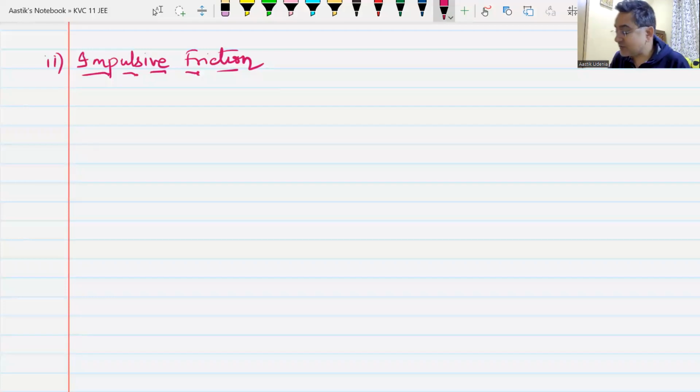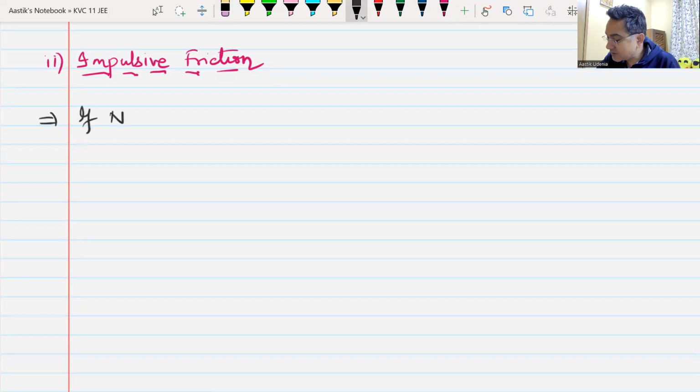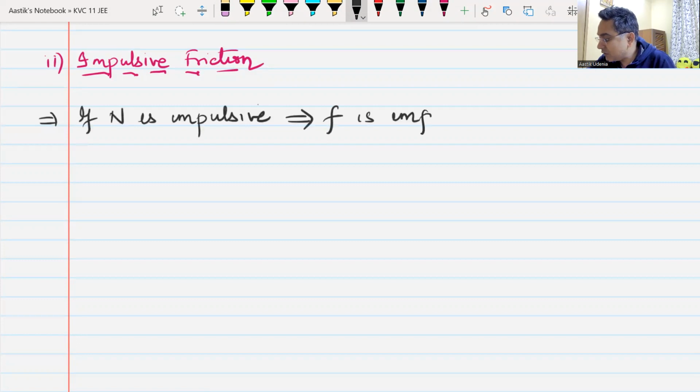Then the next thing comes, which is impulsive friction. When is friction impulsive? The scenario is very straightforward. If the normal reaction N which is creating this friction is impulsive, that implies friction is impulsive. If a normal reaction is non-impulsive, that will mean the friction will be non-impulsive. It is straightforward, very clear.